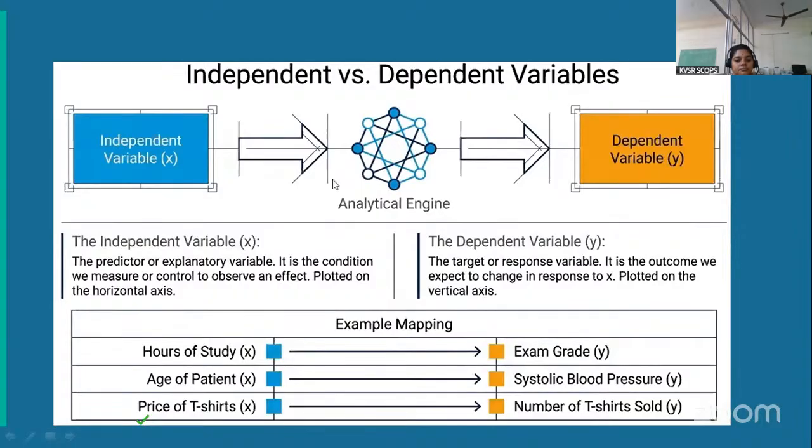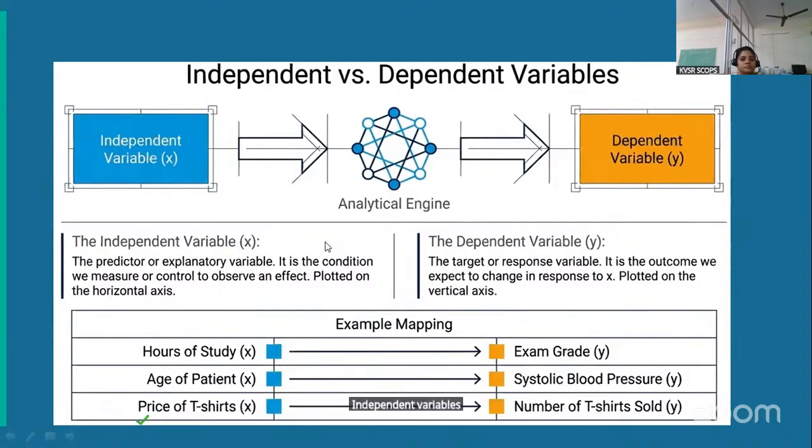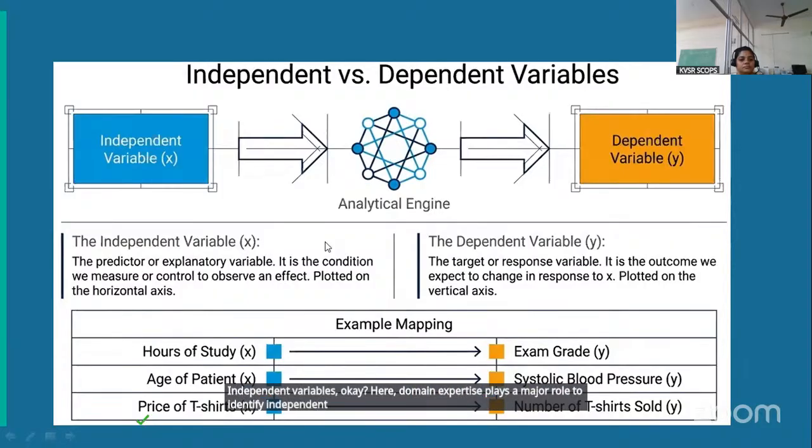So how do you identify dependent and independent variables? Here domain expertise is needed. If you are a pharma person, you can easily understand what parameters are affecting the diabetic condition. If you are a computer science person without any health sector data, you may consider that all variables are independent variables. Here domain expertise plays a major role in identifying independent and dependent variables.